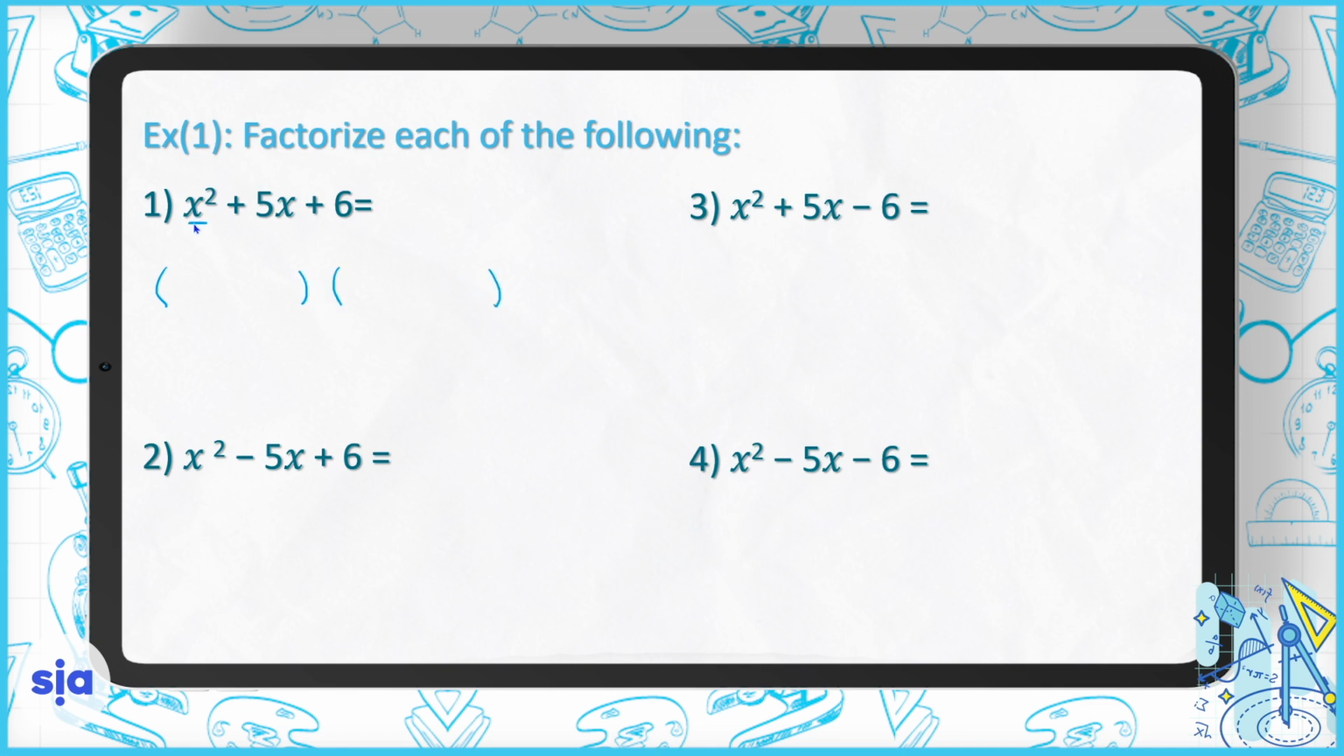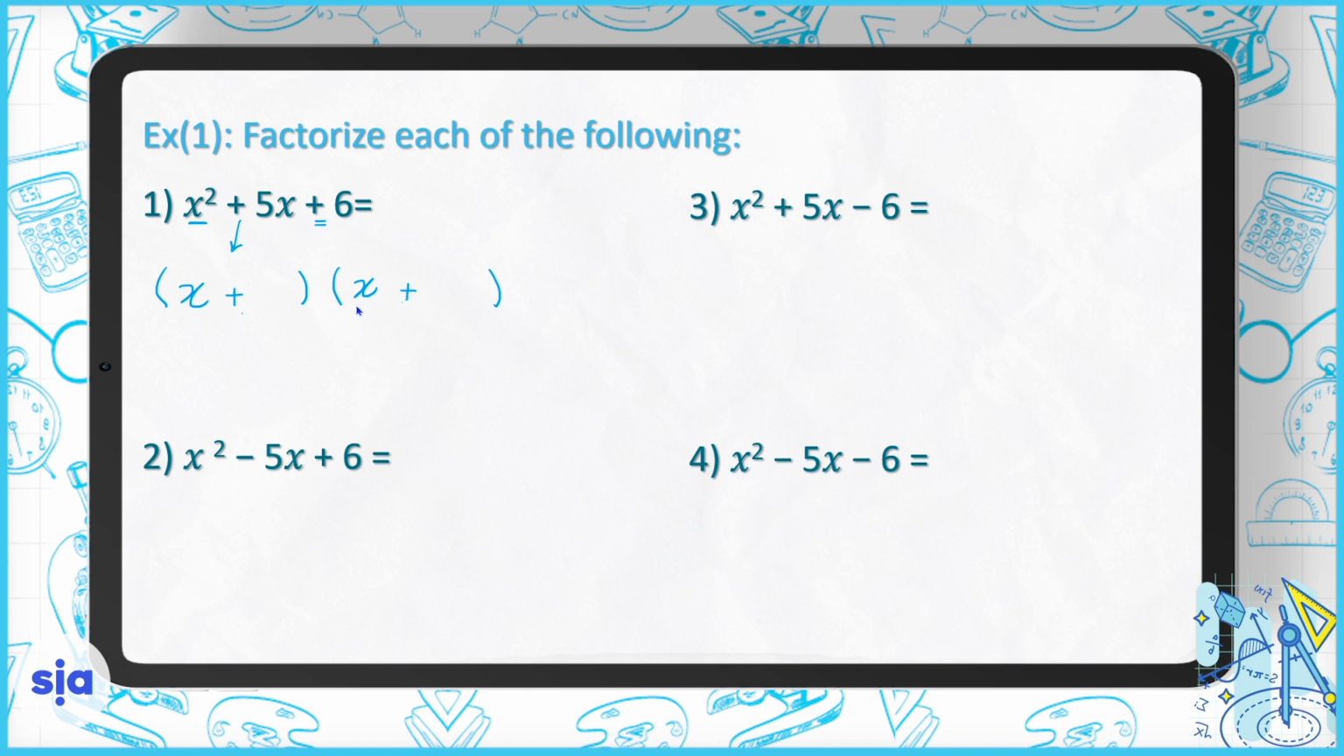This one is x squared. What times what equals x squared? Yes, it's x times x. And then after that, we put the sign down as it is. Positive times what gives me another positive? Yes, excellent. It's positive times positive.